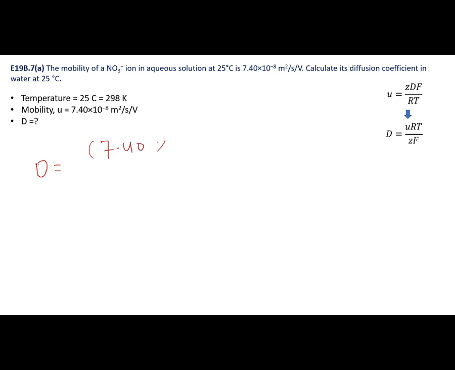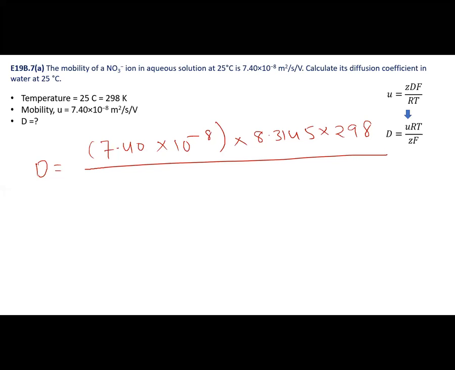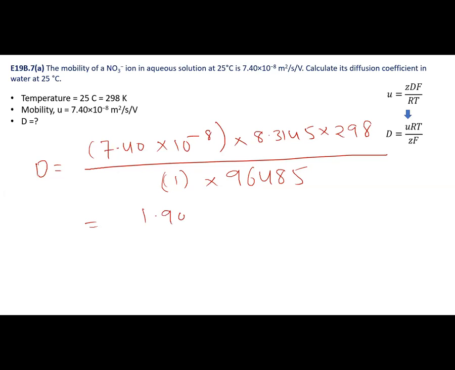the mobility is 7.40 times 10 power negative 8 times the gas constant 8.3145 times the temperature 298 Kelvin divided by the charge on the nitrate ion, which is 1. Again, as I said previously, we just consider the magnitude and not the sign, times the Faraday constant 96,485 coulomb per mole. You should get the answer as 1.90 times 10 power negative 9. Again, follow the units all the way, so you should end up getting meters square per second.